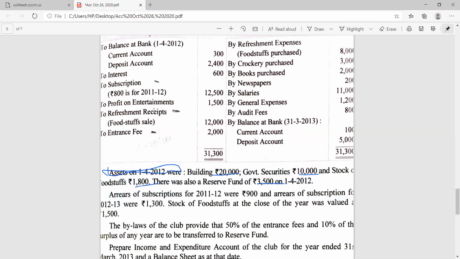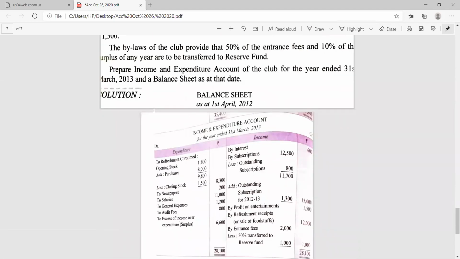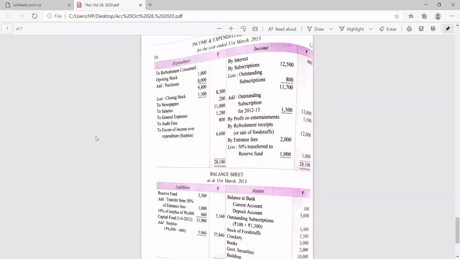After preparing the opening balance sheet, you have to calculate the income and expenditure account. With the help of the receipt and payment account, we have to prepare the income and expenditure account. In the receipt and payment account, you can look at the statement in your books as well. The opening balances of current account and deposit account are given to us. These opening balances of cash and bank are to be shown in the balance sheet. Which balance sheet? Opening balance sheet.